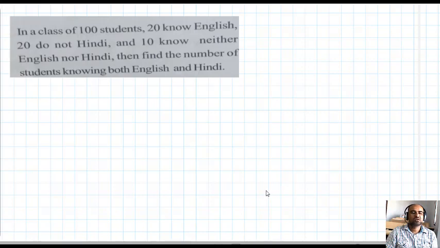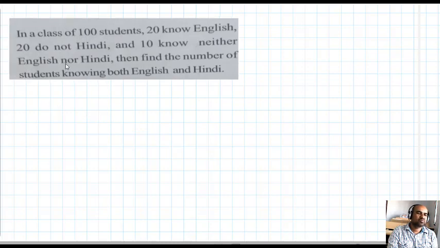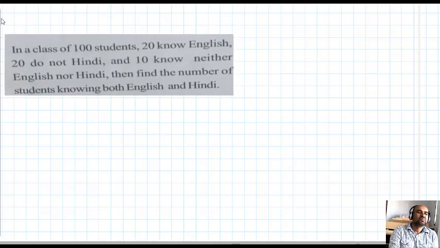Hello students, this is the 7th part of sets. Today I am going to explain some more problems based on Venn diagrams, especially word problems. This is our first problem.